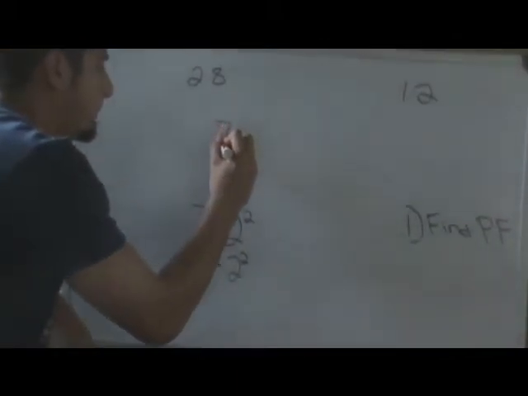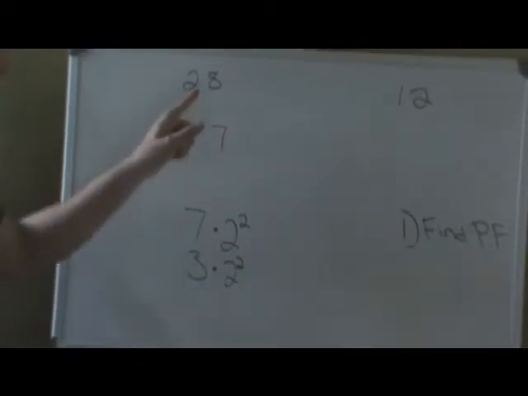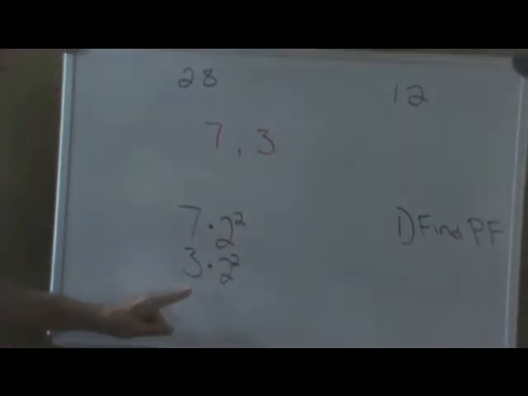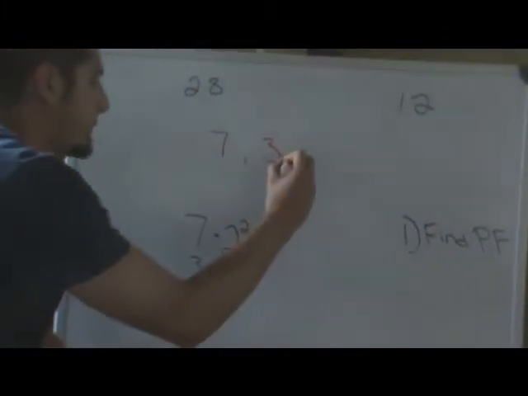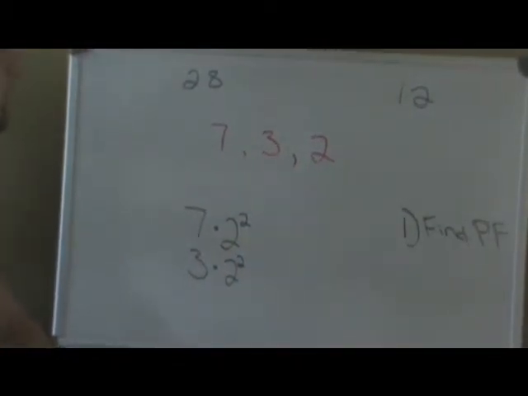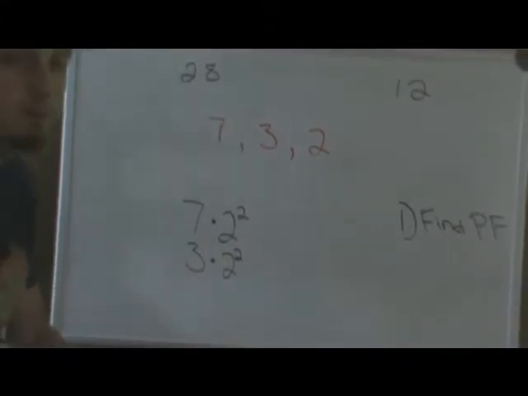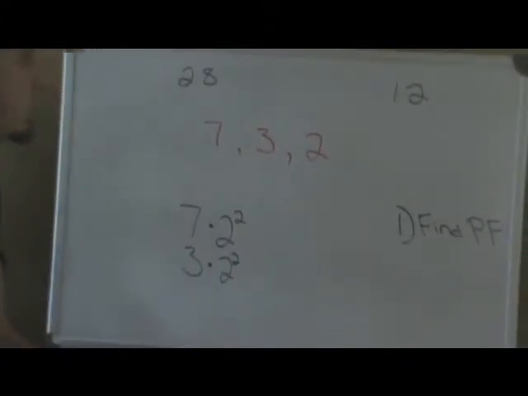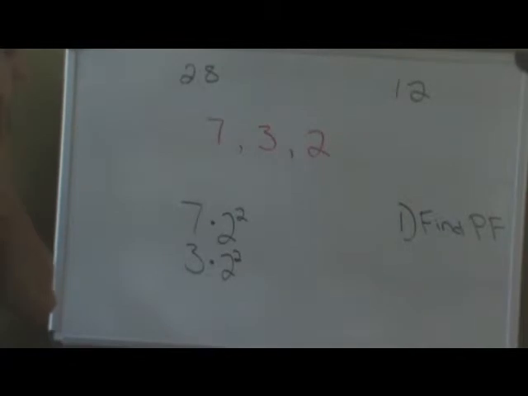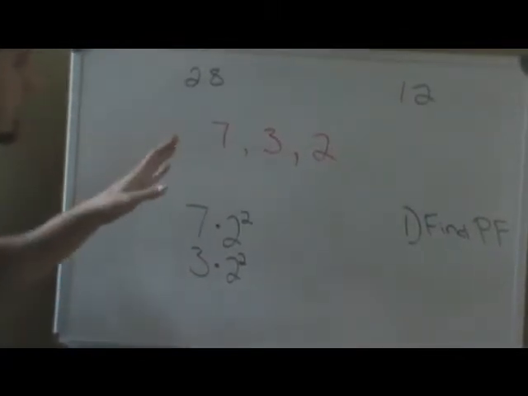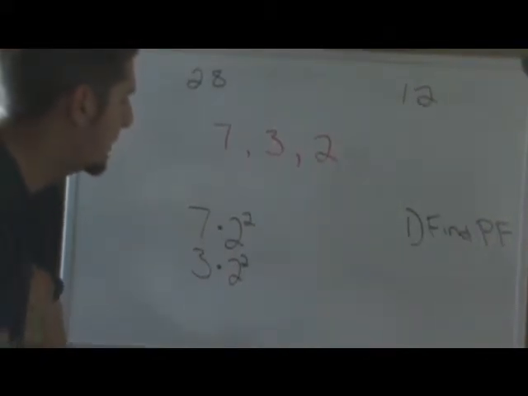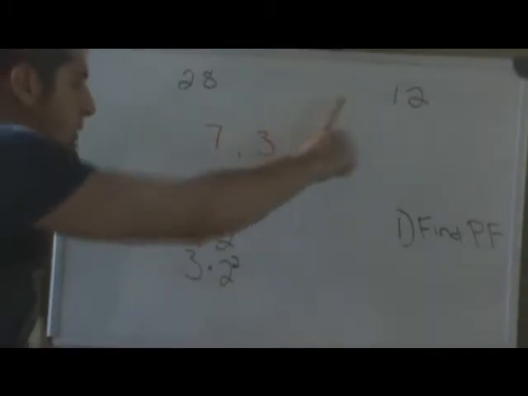So 7 is a factor of either 28 or 12. 3 is a factor of 28 or 12. And 2 is a factor of 28 or 12. So I have 3 factors of 28 and 12 combined total. What I want to do at this point is multiply these 3 factors together the maximum number of times that they appear in either 28's prime factorization or 12's.